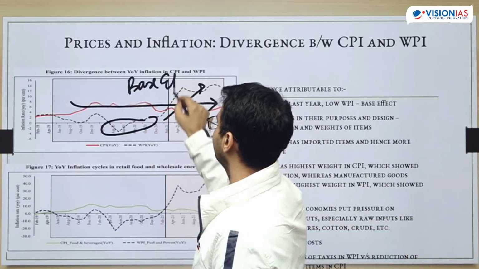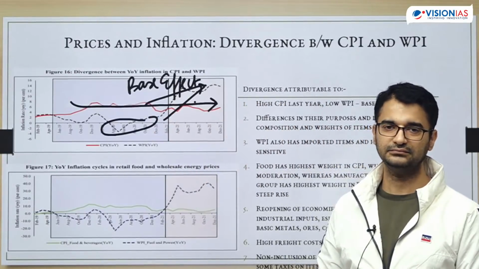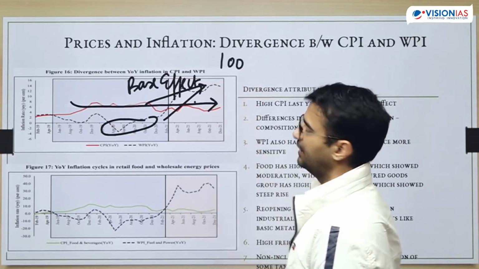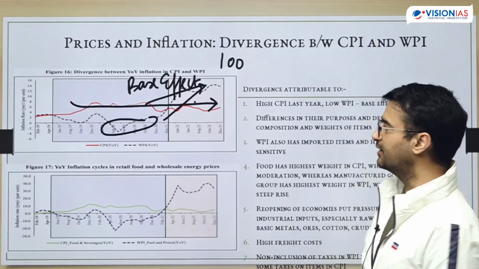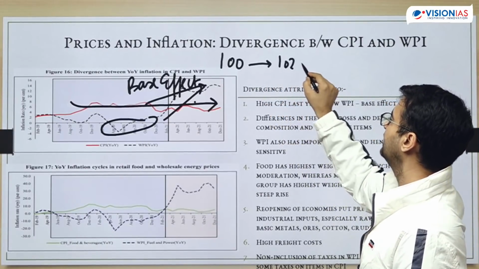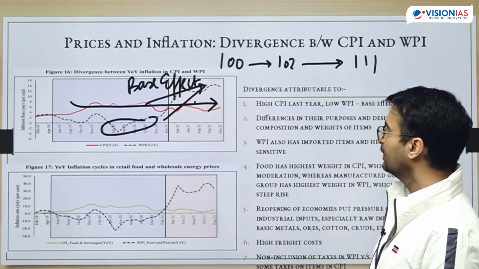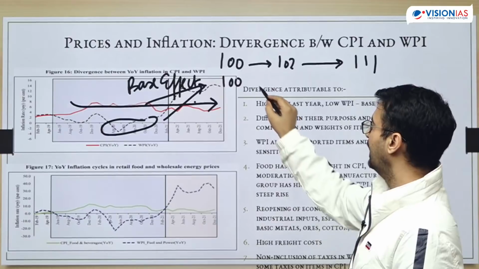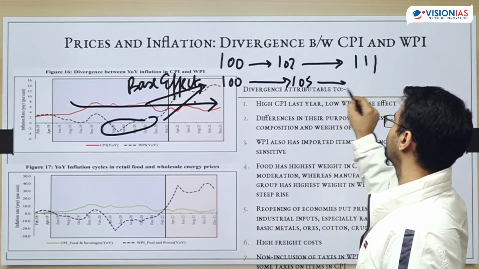This is called base effect. Base effect is simply a statistical thing. Simply think of it like this. Last year the value was 100. Last year it increased from 100 to 102, and this year it increased from 102 to 111. Versus, last year the value was 100. Last year it increased from 100 to 105, and this year it increased to 111.